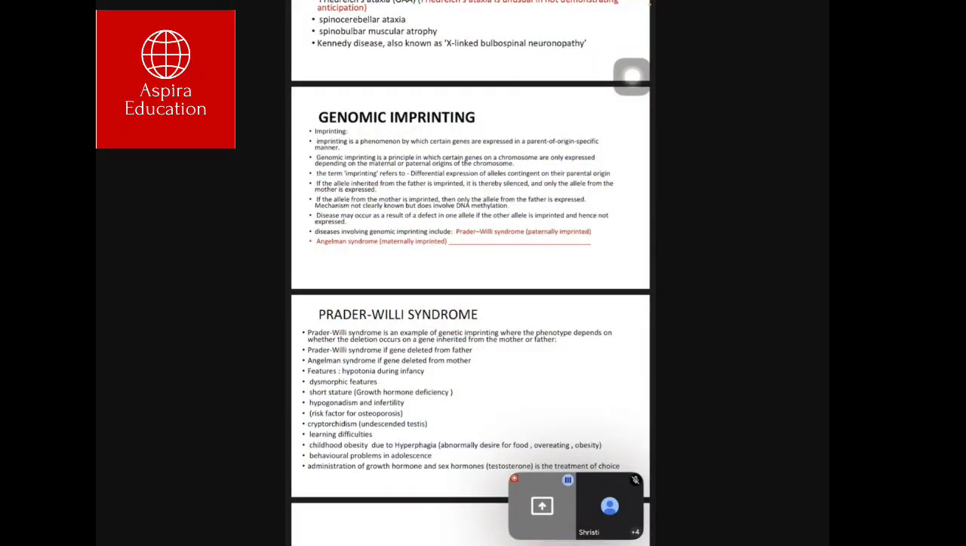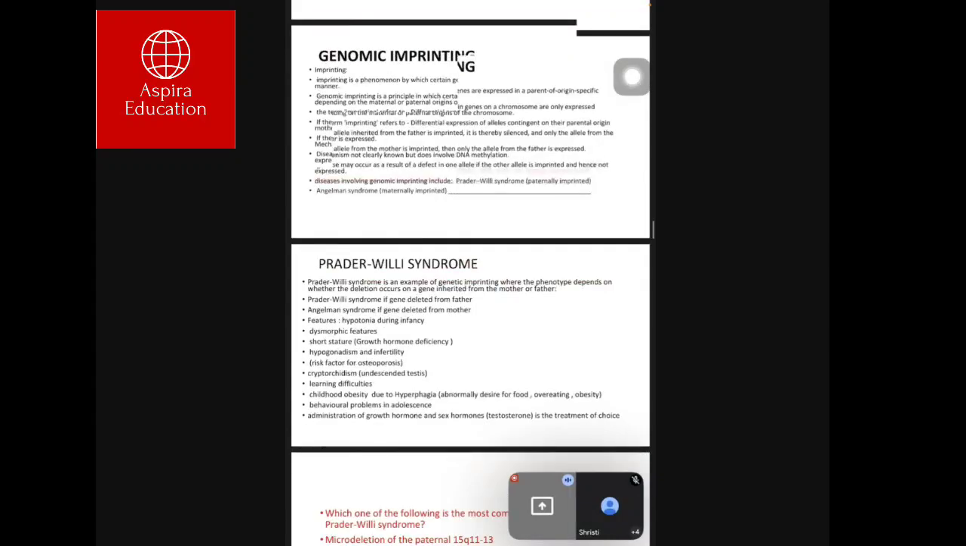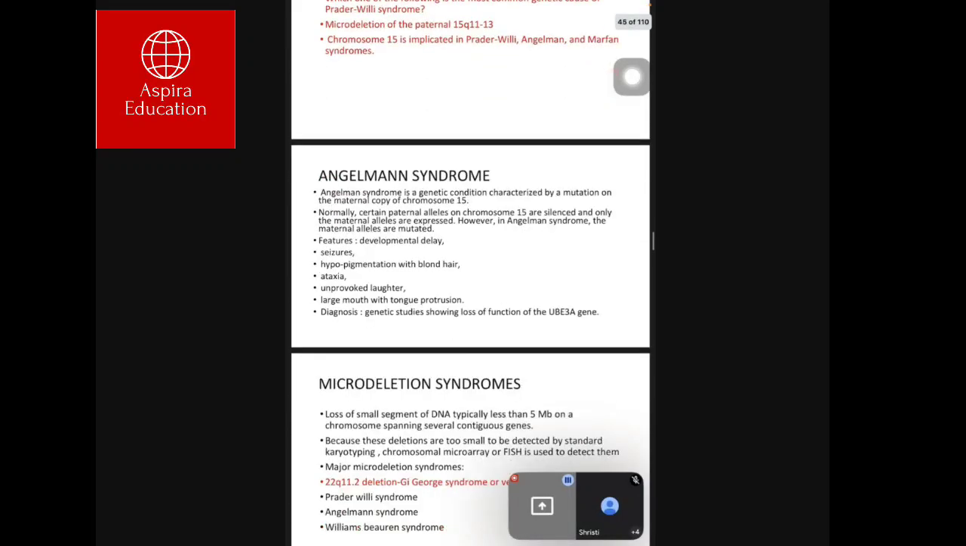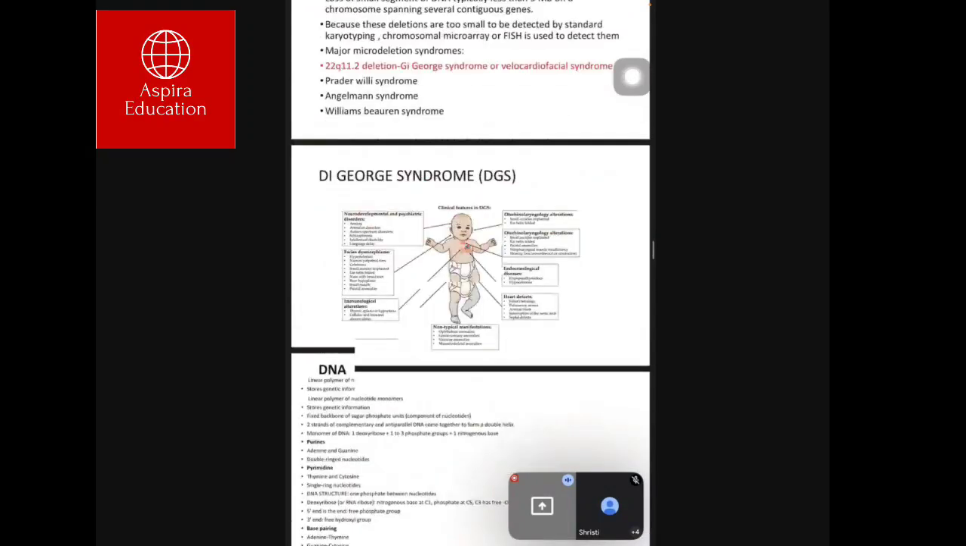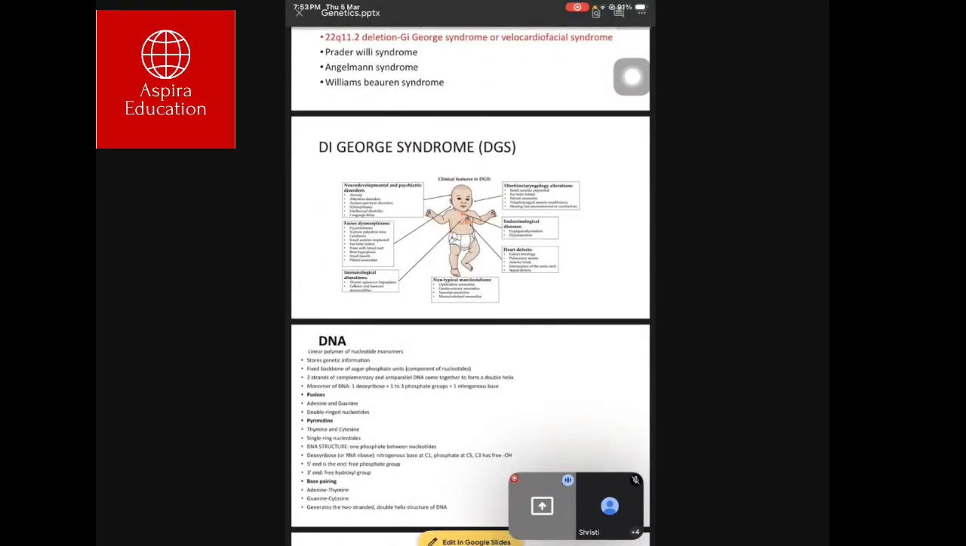Okay, so a paternally silenced gene is Prader-Willi. Mothers are angels, maternally silenced, Angelman. P for Prader-Willi, P for paternal. Prader-Willi you have to remember as a cause of genetic obesity, whereas Angelman is usually ataxia, seizures, and developmental delay. Okay, so DiGeorge syndrome is a microdeletion syndrome, catch-22, you have to remember.